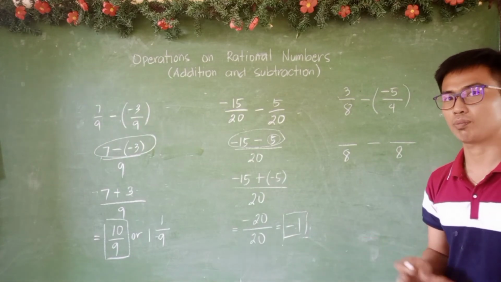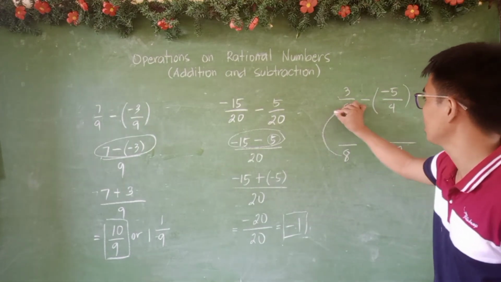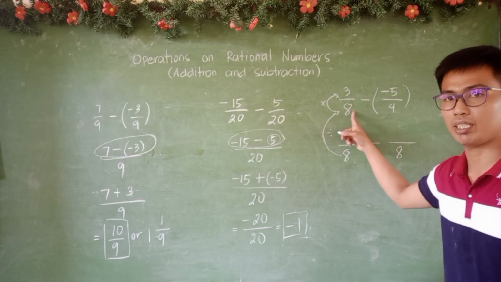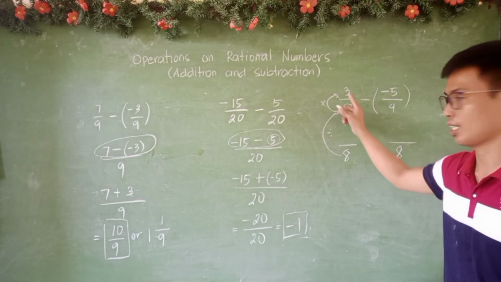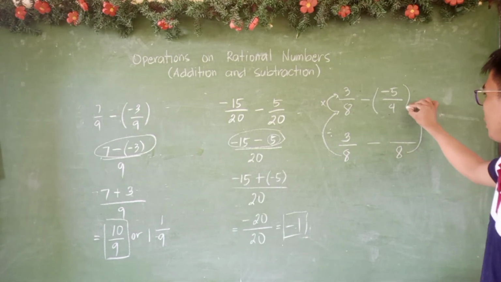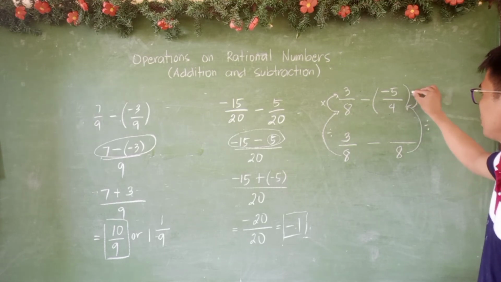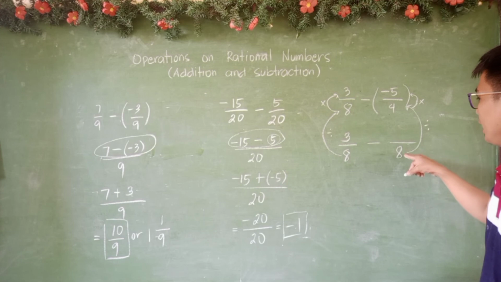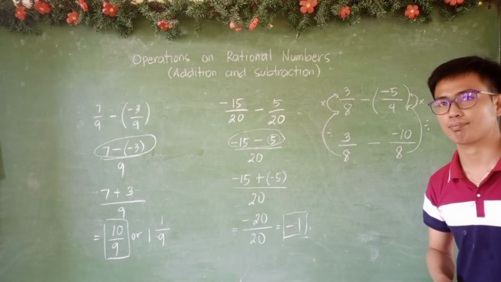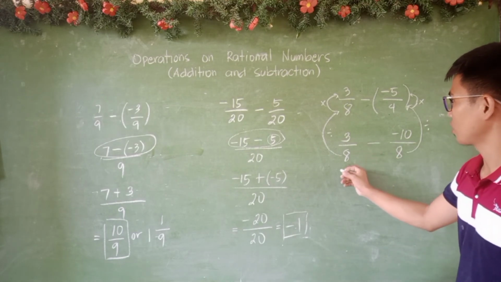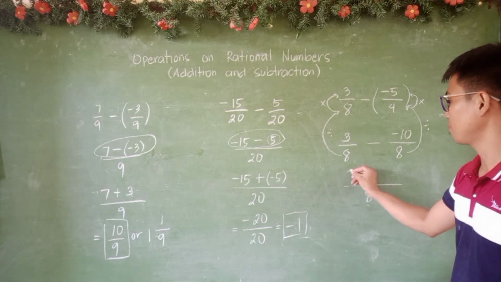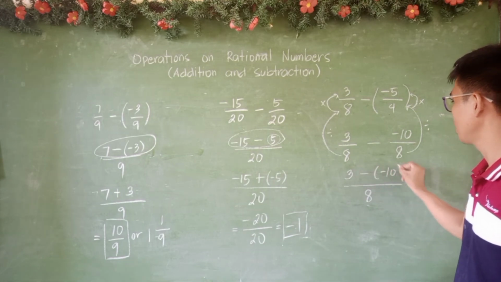And then proceed. So paano natin nakukuha yung numerator? So we need to divide. And then the result will be multiplied to the numerator. So 8 divided by 8 is 1 times 3. That is 3. So the next one will be 8 divided by 4 times negative 5. So that will be 8 divided by 4 is 2 times negative 5 is negative 10. And then, so we're going to proceed. So since parehas na sila, so copy the denominator, 8, and then we have 3 minus negative 10.